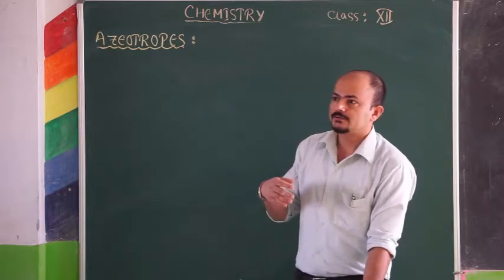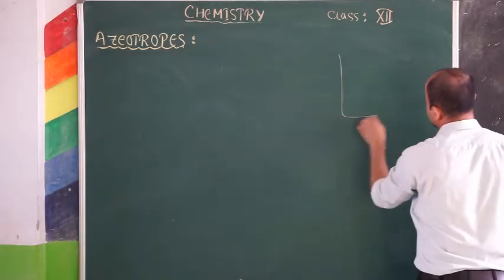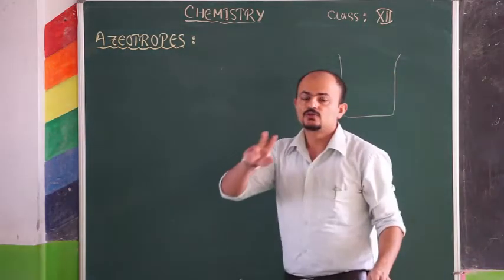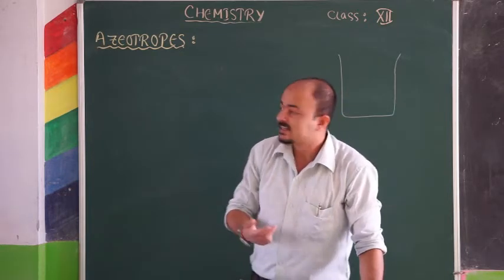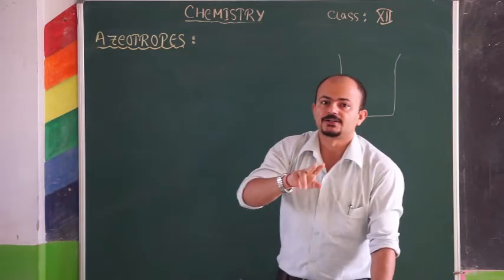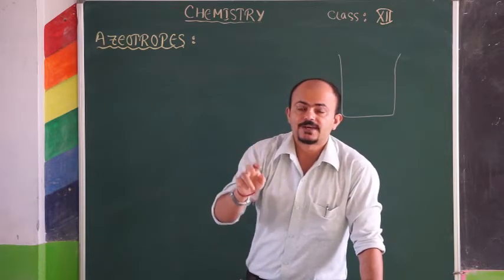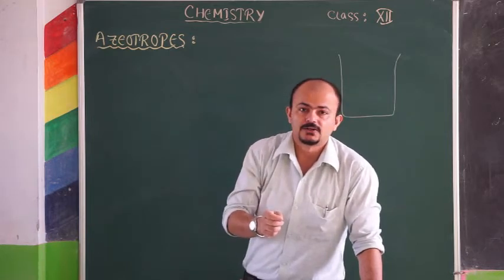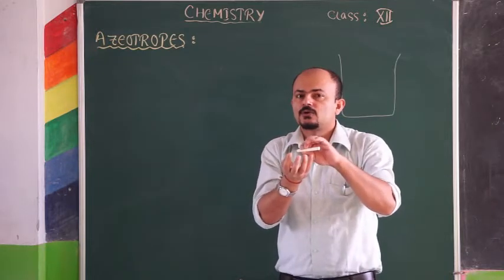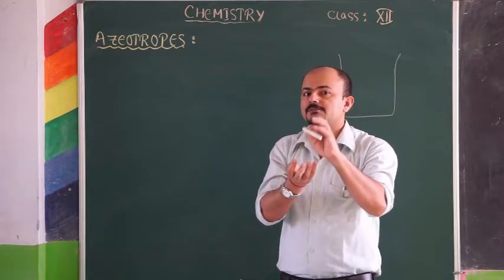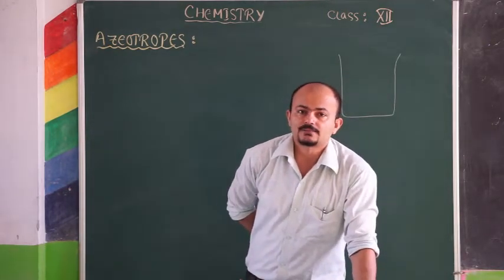In simple words, azeotropes are a mixture of two liquids. Whenever we have two liquids, they differ in their boiling points; each liquid has its own boiling point. But even though an azeotrope is a mixture of two liquids, at a certain temperature and composition both will start boiling. That means the composition of the liquid phase and the vapor phase will be the same. Such mixtures are known as azeotropes or constant boiling mixtures.